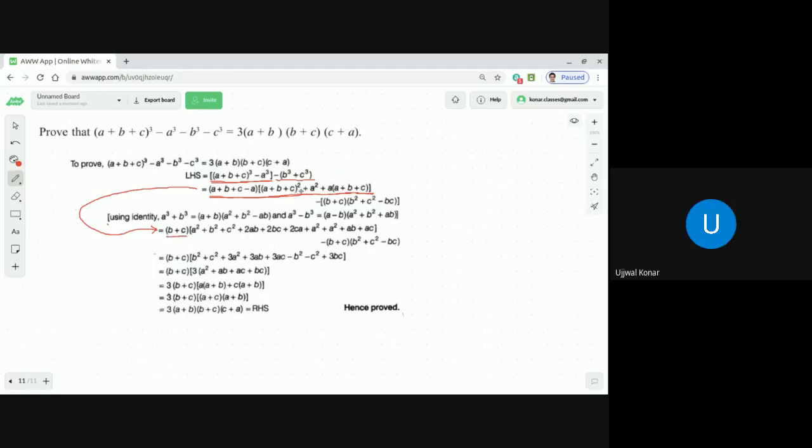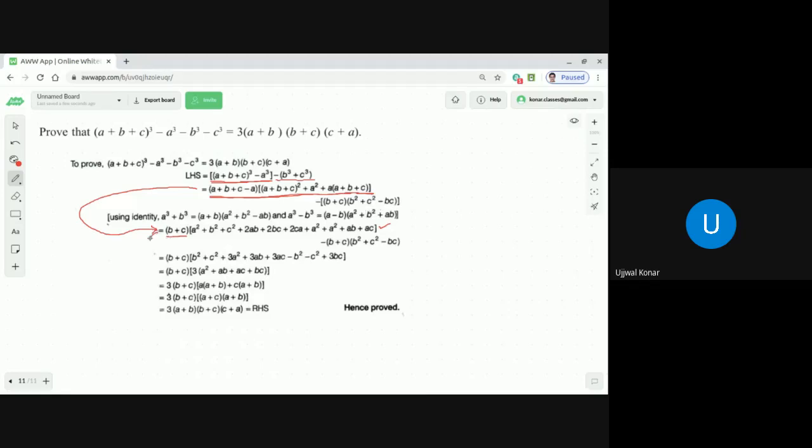Then a plus b plus c whole square, what is the formula? Tell me. a square plus b square plus c square plus 2ab plus 2bc plus 2ca, isn't it? And again a square is there, a square you wrote. And a into a plus b plus c is a square plus ab plus ac. Dear Manishika, completely understood this part? Yes, sir. And then minus of b plus c into b square plus c square minus bc, that we kept as it is.